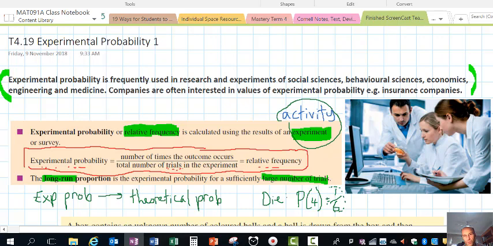It's very important. We need to do a large number of trials, and all of these examples up the top here, all of these examples in society, rely on a large number of trials. It's important to understand that. Let's look at an example below, and then it's time for you to have a go.